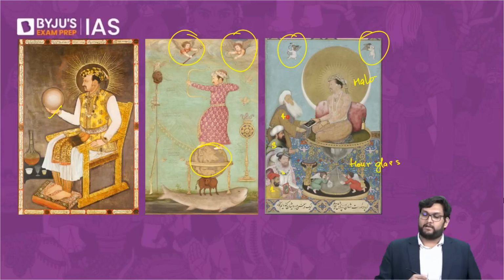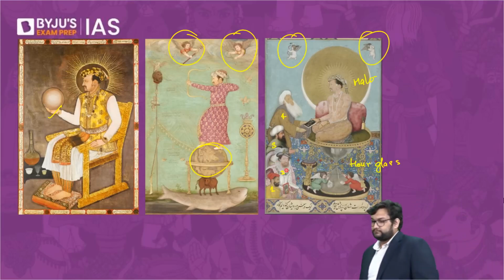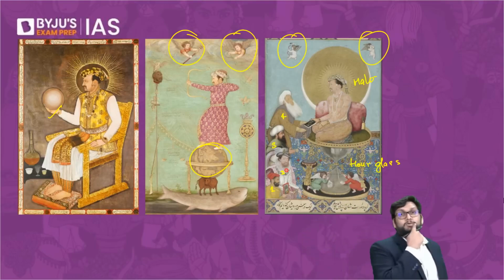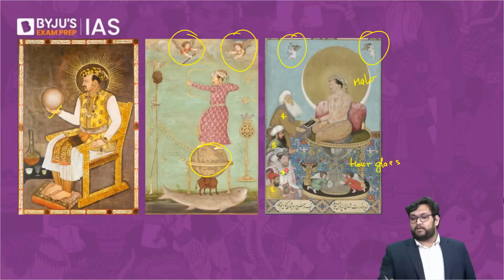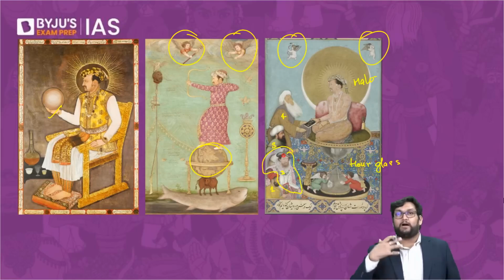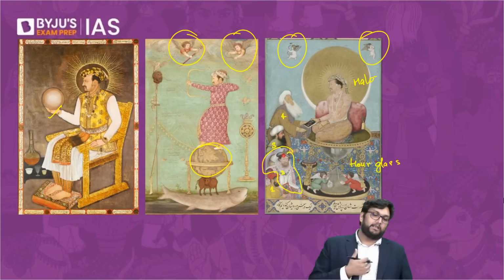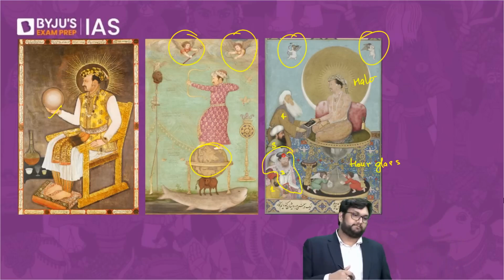Who is that foreigner? 1, 2, 3, or 4? 2. And that is basically Thomas Roe. That is Thomas Roe, distinct European influence of how he's dressed up. But you can see he is symbolically representing sitting on time itself.